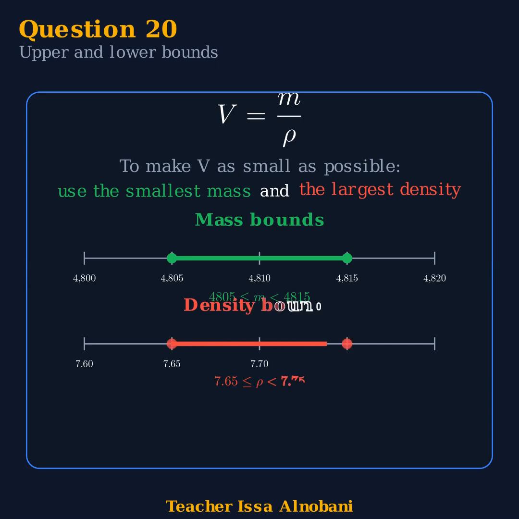The lower bound for the mass is 4,805 grams. The upper bound for the density is 7.75 grams per cubic centimeter. Dividing gives exactly 620 cubic centimeters.